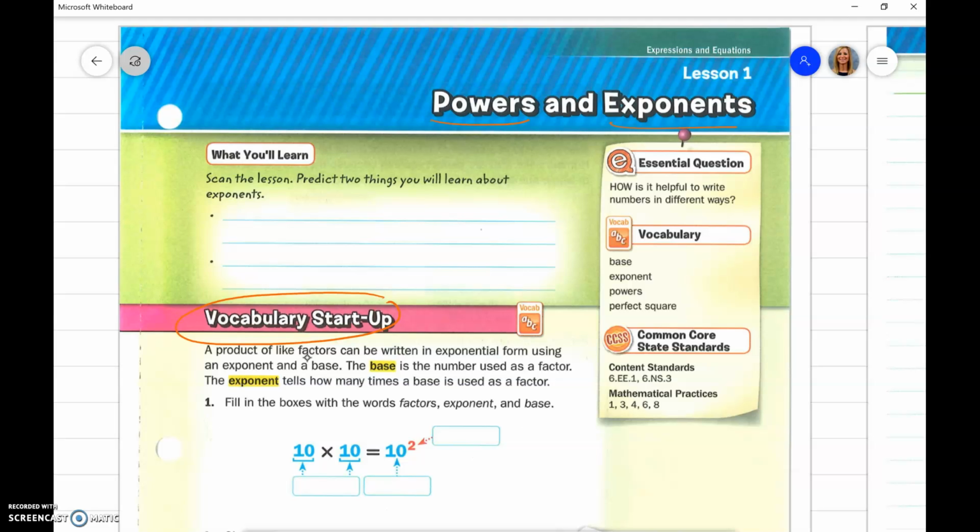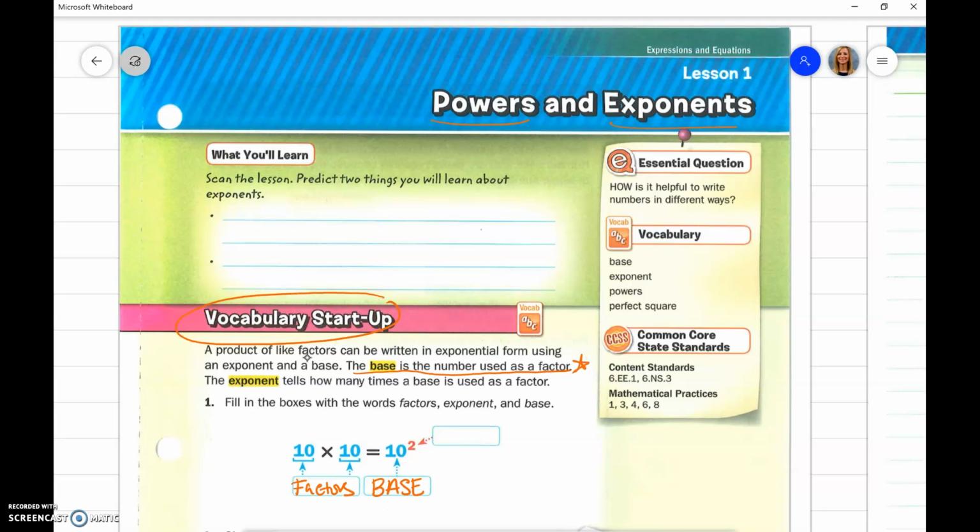So for example, right here, this 10, that is your base. So write your base right there. And these are our factors. Well, we know that. Those are the numbers we're multiplying together. Okay, so we're multiplying 10 times 10. Those are factors. And then we have a base. So let's make sure that we underline this and we star that because that's a very important word.